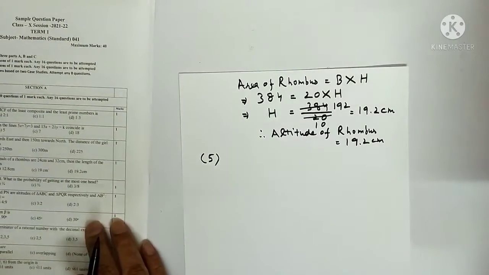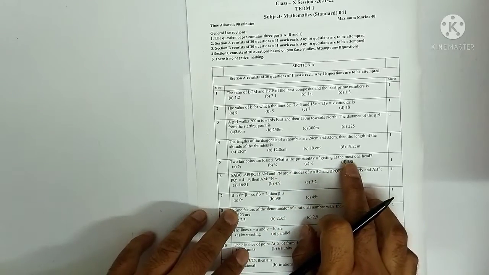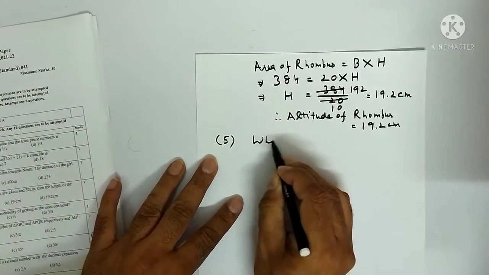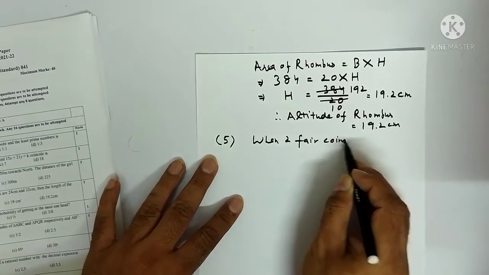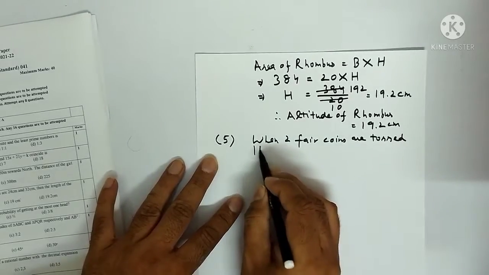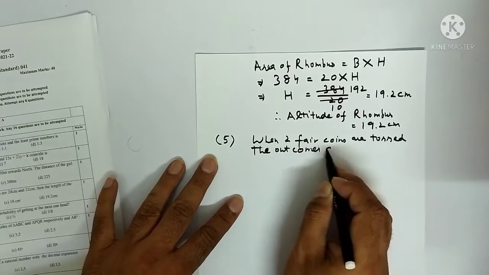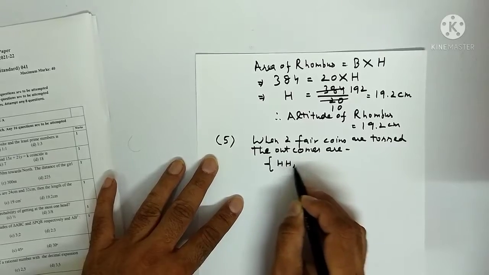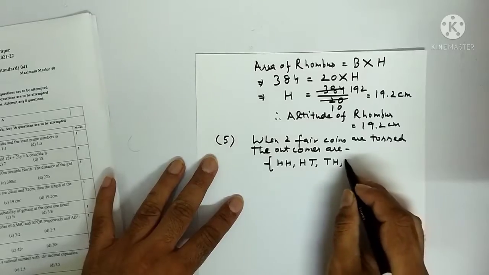I am showing the question. 2 fair coins are tossed. What is the probability of getting at the most one head? So when 2 fair coins are tossed, the outcomes are, what are outcomes? HH, HT, TH and TT.